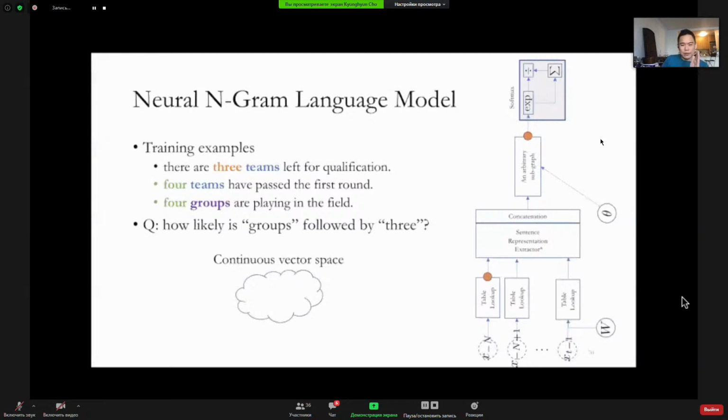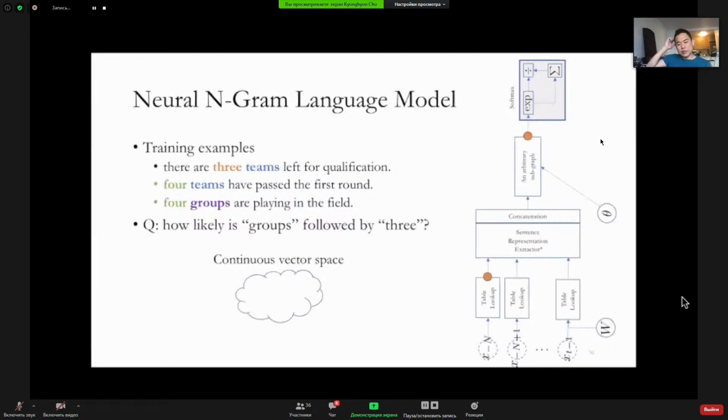So it's the probability of group given 3. Now, one thing you notice is that there is no 3 groups in the training example. So if you simply do the counting, then our language model is going to tell us that the probability has to be 0, or it's not even well defined. So we have to be careful there, right?